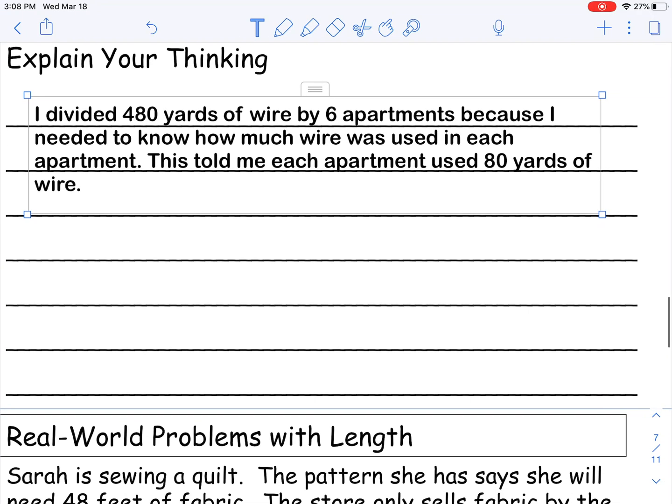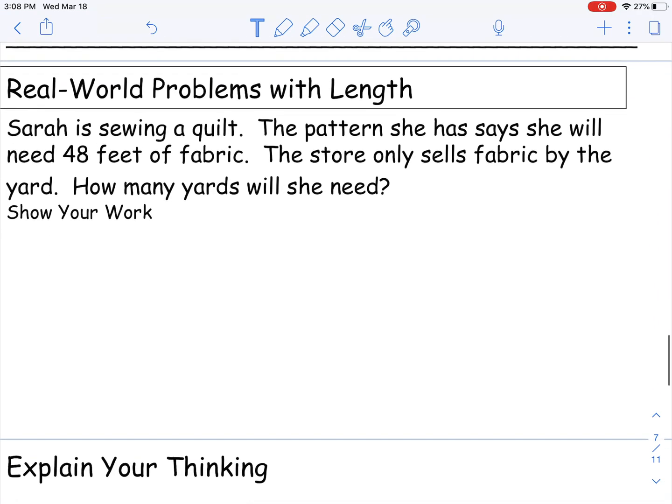This next one actually requires us to convert units. So it says, Sarah is sewing a quilt. The pattern she has says she will need 48 feet of fabric. The store only sells fabric by the yard. Those of you who've ever been to a fabric store, maybe with mom, grandma, or a friend or someone, you know that when you go up to that counter with that fabric, they always say how many yards. So this really is a real world problem. You might have to do this someday if you're ever sewing or need to get some fabric. How many yards will she need?